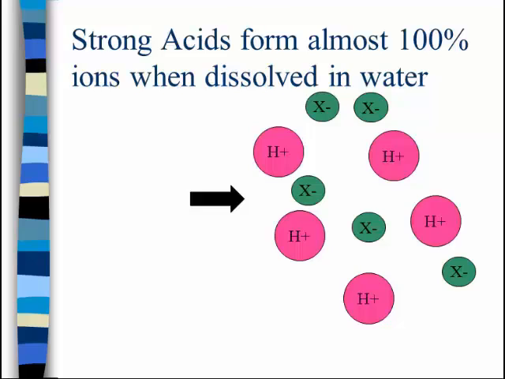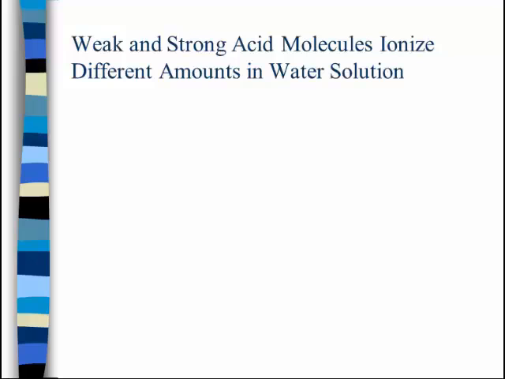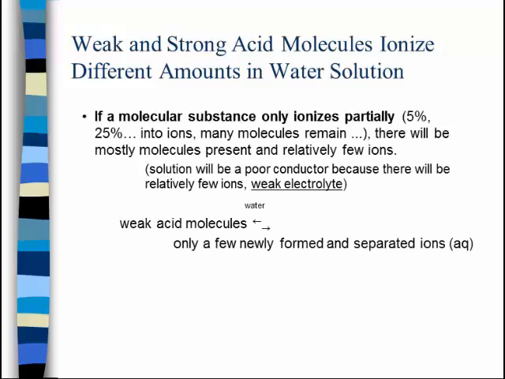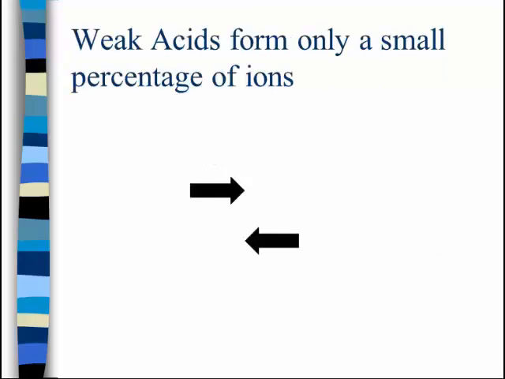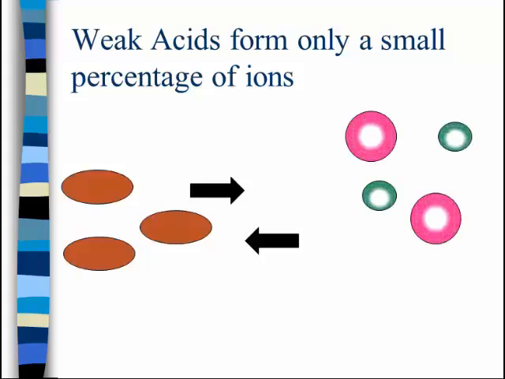Weak acids behave differently than this. If a molecular substance, this would be a weak acid or a weak base, only ionizes partially into ions, many intact molecules remain. There will be mostly molecules present in solution and relatively few ions. So we write an equilibrium arrow, showing that this is going in both directions, that at any given moment we have intact molecules and ions existing in the same solution. Actually, this time only 2 of the molecules put in at any given moment have turned into ions. The others remain intact molecules. So at any moment a sample from this solution contains intact molecular acids and the ions from acids.